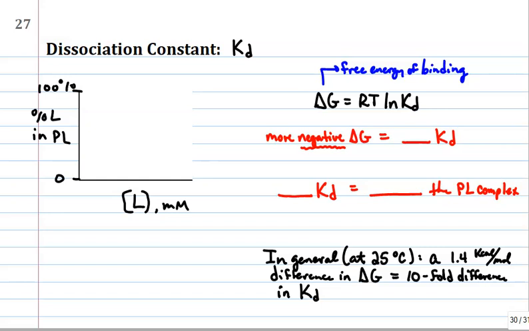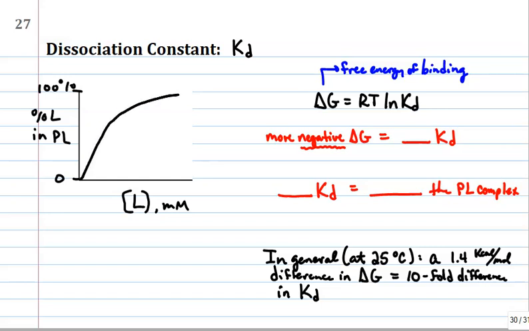So what's going to be the shape of this curve? Well, I think you can imagine as the ligand concentration gets higher, the percentage of ligand in the protein-ligand complex should increase. But if all the binding sites on the protein are occupied, then you're going to have a saturation effect. So we really have something like this.